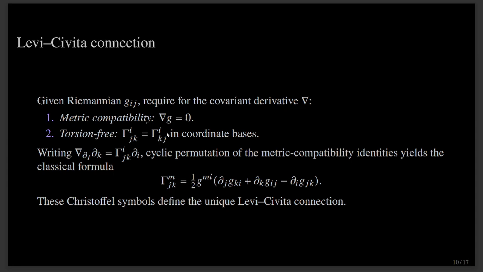That makes sense, right? Now, the Christoffel symbols then can be made out of this cyclic permutation of metric compatibility identities, which will yield the nice classical formula for the Christoffel symbols and all the curvature and everything. So this should be an exercise that you derive. Okay, and the Christoffel symbols define the unique Levi-Civita connection.